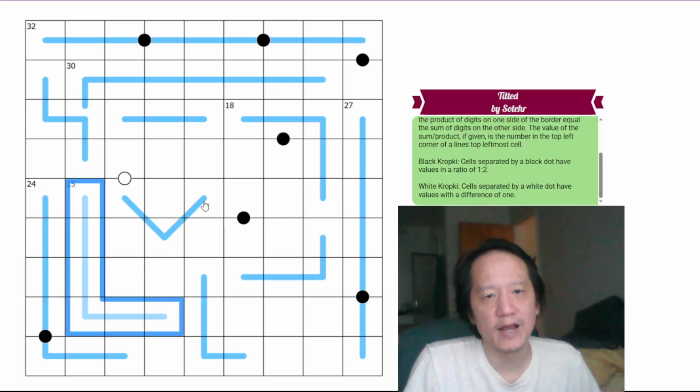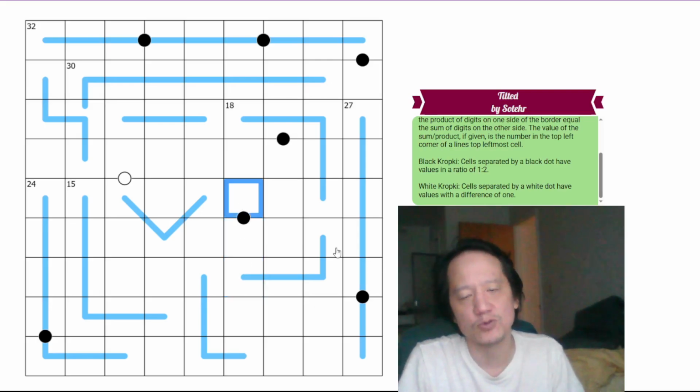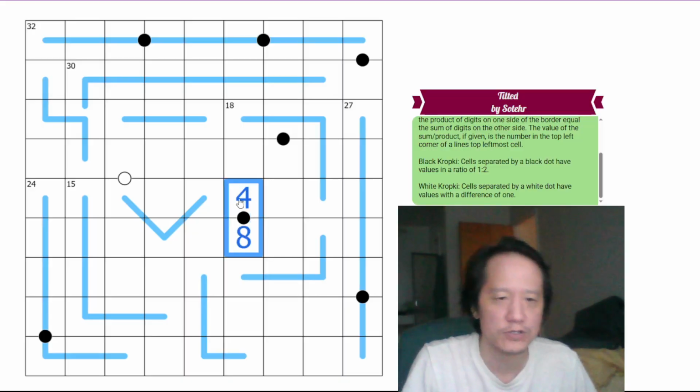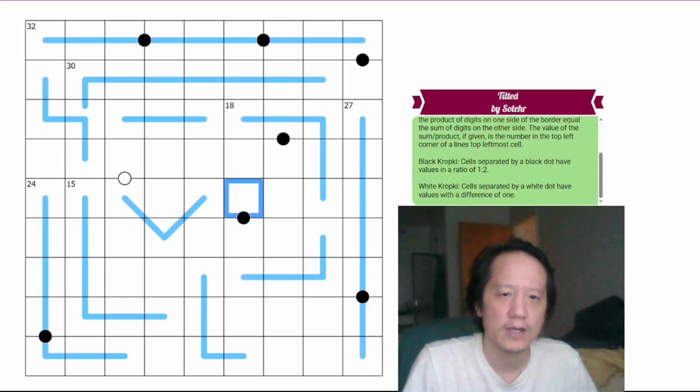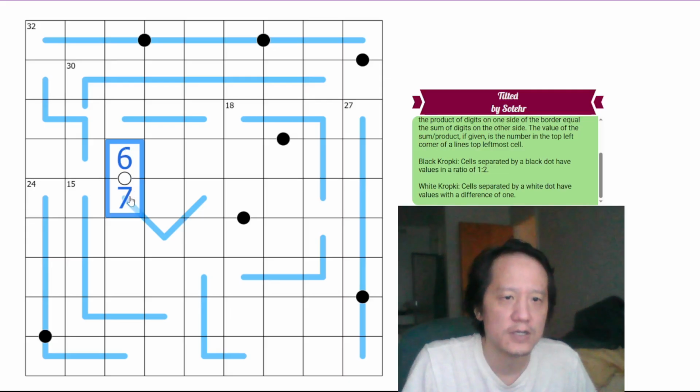We have black dots, where cells separated by a black dot have values in a ratio of 1 to 2. So for example, if this were a 4, this would have to be a 2 or an 8 to maintain the 1 to 2 ratio between them. And we have white dots, where cells separated by a white dot have values with a difference of 1. So, for example, if this were a 6, this would have to be a 5 or a 7 to make sure that these digits are consecutive.